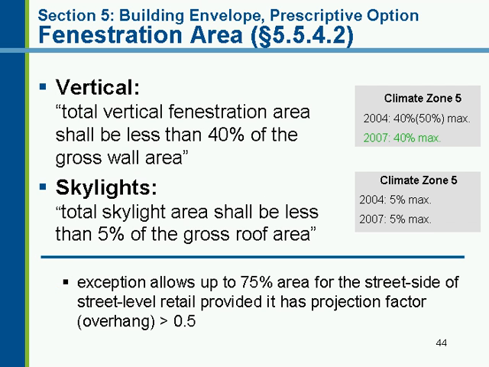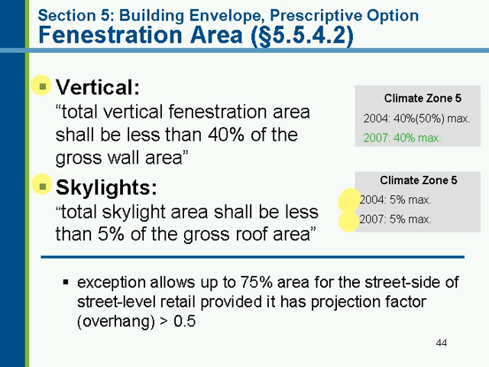For vertical fenestration, in terms of area, the limits are specified in section 5.5.4.2. The total vertical fenestration area has to be 40% or less of the gross wall area, and skylight area, 5% or less of the gross roof area. We'll note, for skylights, this is the same as 2004.